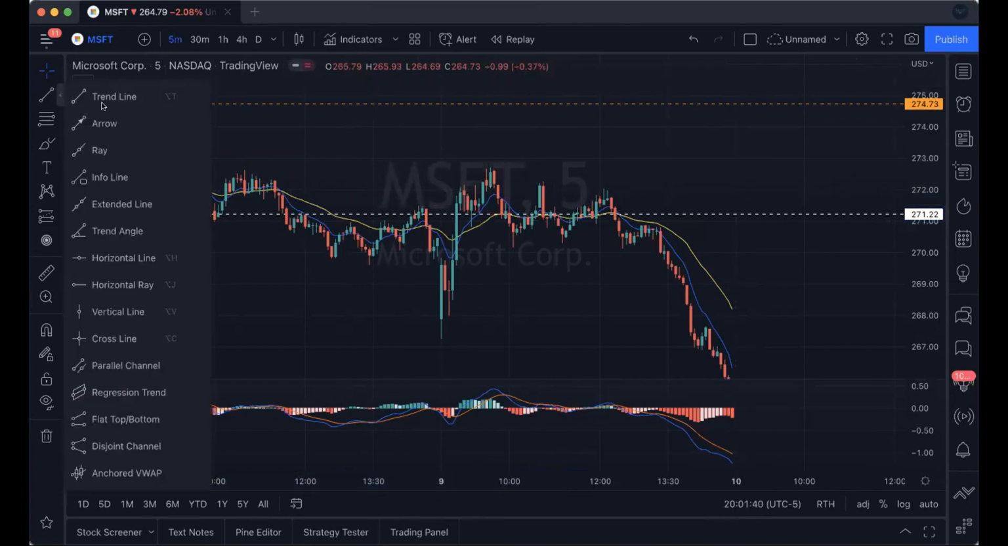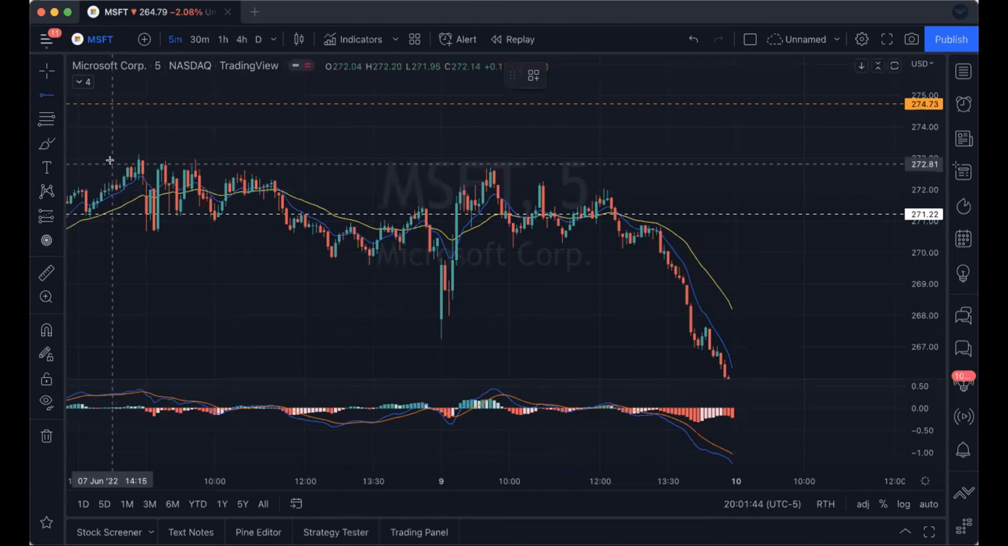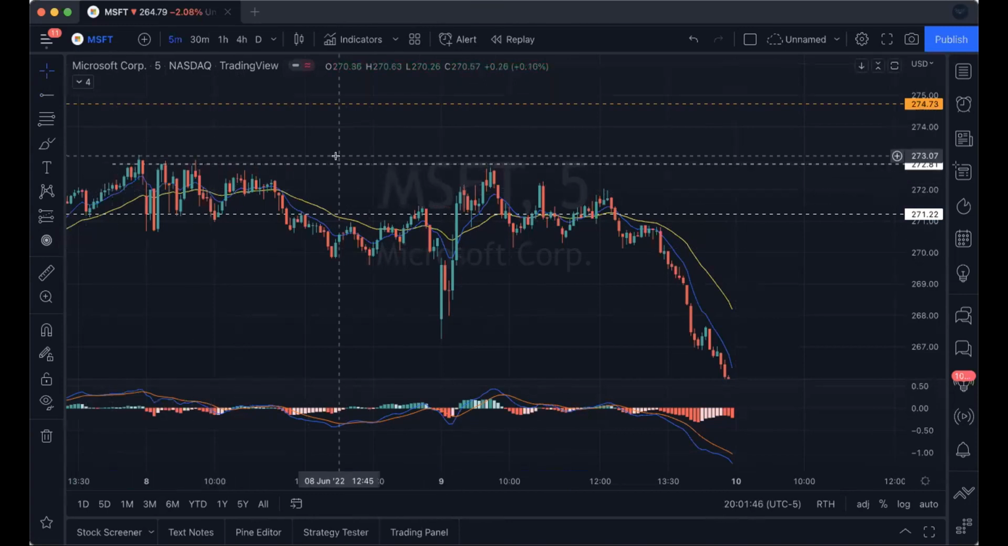So what I would do, even before Microsoft comes up here, is I'll line up a level, right? I'll just line up a level right there, see if it ends up testing, rejecting, coming back down, falling through, closing below. I'll risk puts, right? You have a better risk reward.